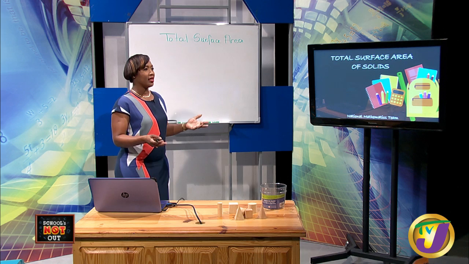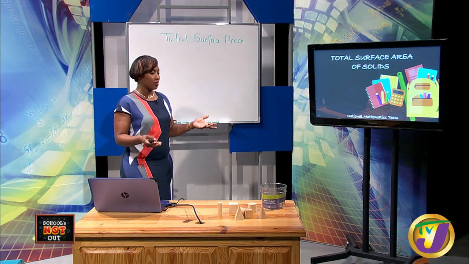Total surface area in that case means adding up the areas of all the surfaces. For a cube, that means adding up the surface area of all six faces. For a sphere, like a football, you want to know how much area the material used measured. Today, we'll begin with classifying our solids.